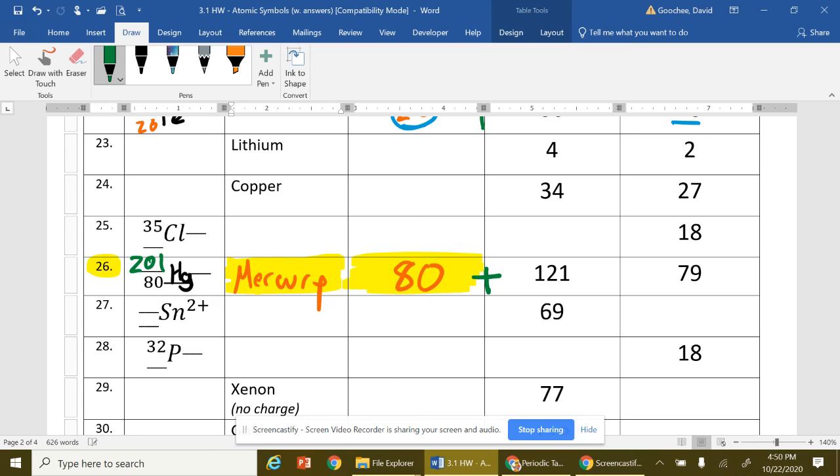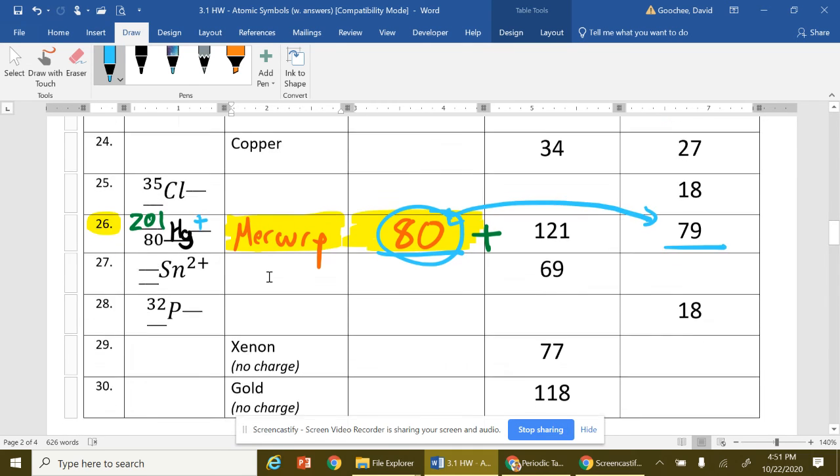All right. Lastly, we need to look at the charge. This atom has 80 protons and 79 electrons. So what do we have more of? Protons or electrons? We have more protons, so it's going to be positive. How many more protons do we have? We have one more proton than electron. 80 is one more than 79, so this guy is going to be one positive, or just a plus sign.